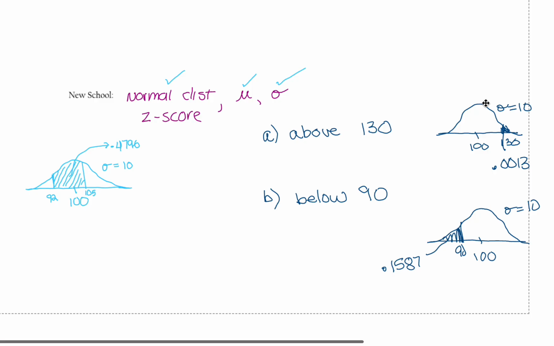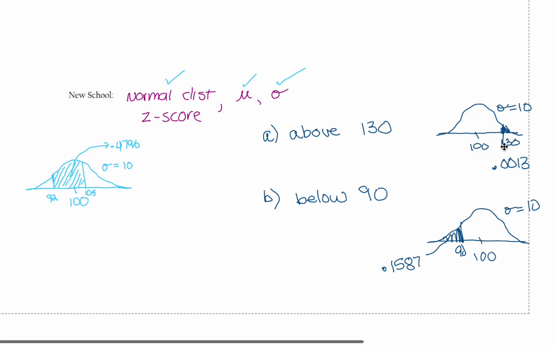So I hope you all did it by yourself. What you're going to do is the same thing: second vars, go into normal CDF. The lower value will be 130 for part A, and for the upper value you're just going to put a relatively large number. I will put 1 with a bunch of zeros, probably 6 or 7 zeros. And the mu is still 100 and the standard deviation is still 10.